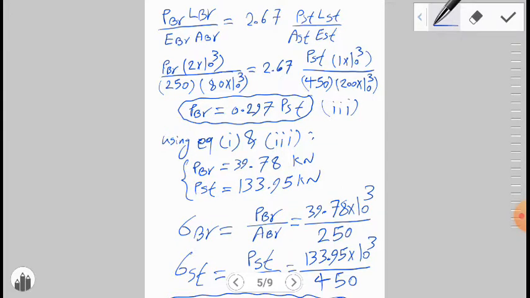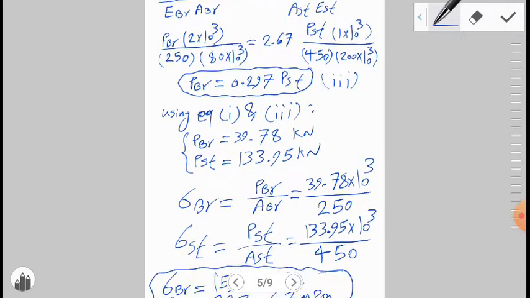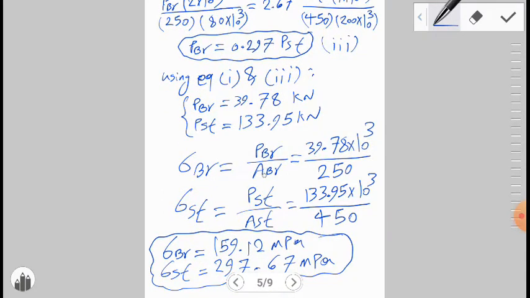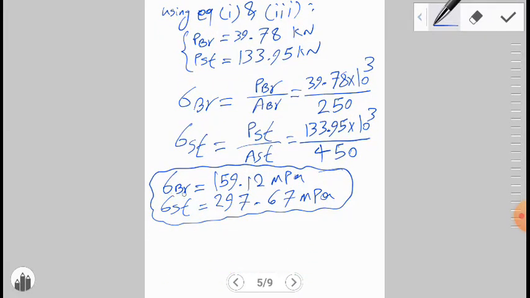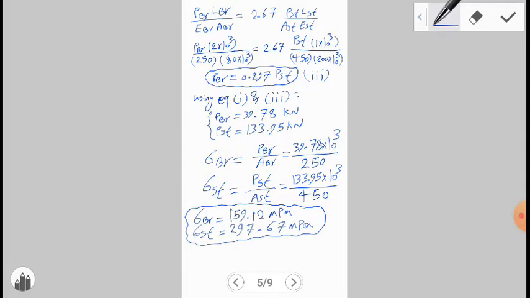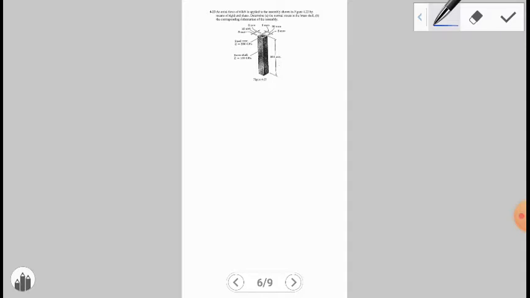After finding the internal forces, for finding the stress generated inside these rods, we can write sigma BR is equal to PBR divided by ABR, and sigma steel is equal to P steel divided by A steel. Finally, we find sigma BR is equal to 159.12 MPa, and sigma steel is 297.67 MPa. Next question.